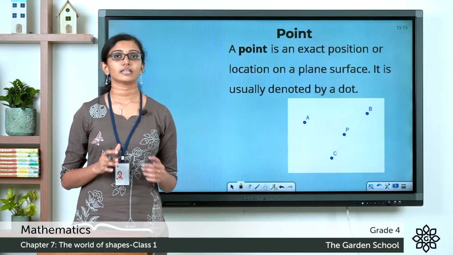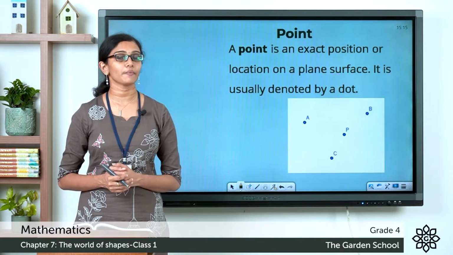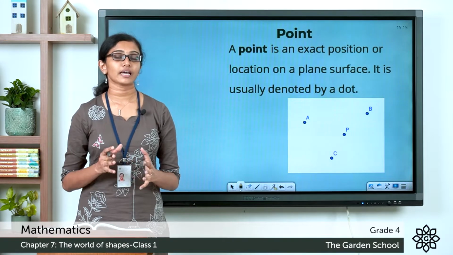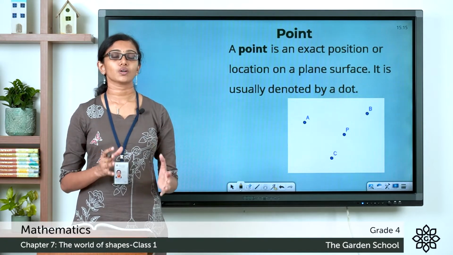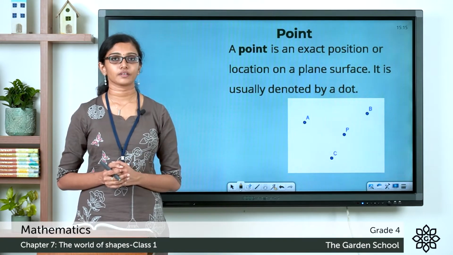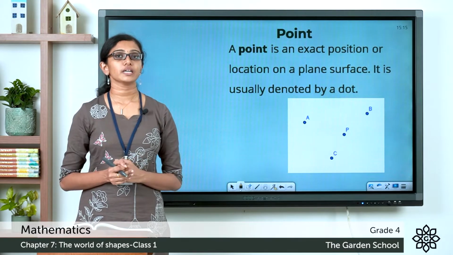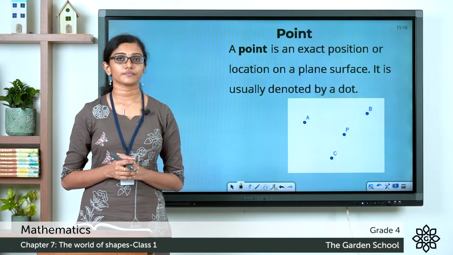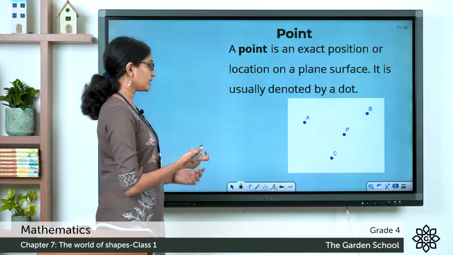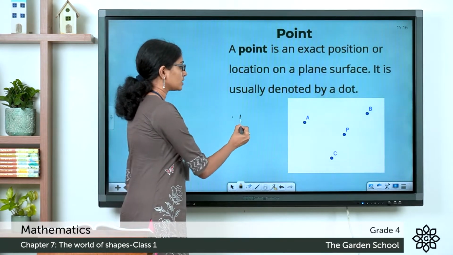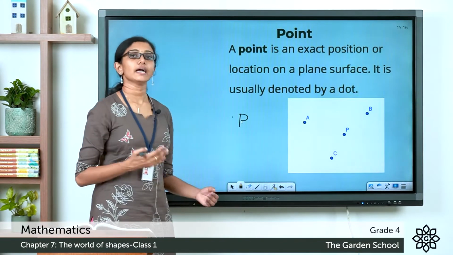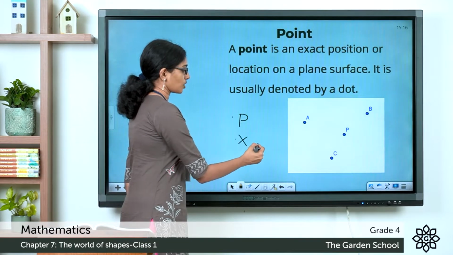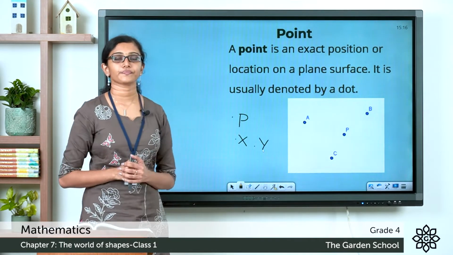So the first thing, a point. What do you mean by a point? A point is usually represented by a dot and it shows the exact position or location of something. So you usually represent a point using a capital letter and a dot. So if it is point P, we just put a dot and then write the capital letter P along with it. Similarly, point X or point Y and so on.